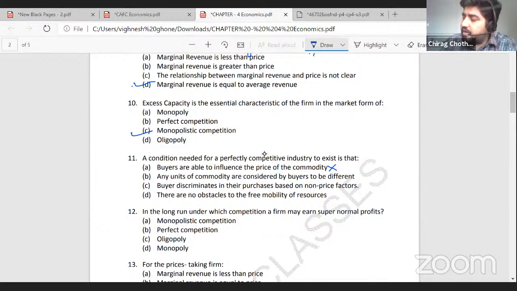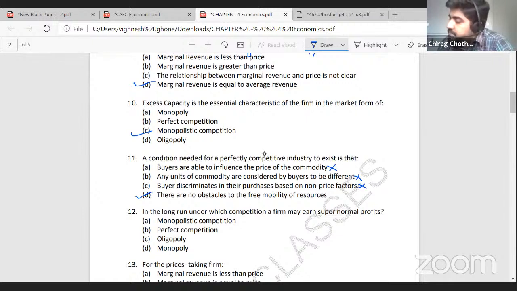Any units of commodity are considered by buyers to be different. No. In case of perfectly competitive, they are homogeneous. They are not different. So it is incorrect. Buyer discriminates in their purchases based on non-price factors. Well, we have never heard about that. There are no obstacles to free mobility of resources. Well, yes, that's true. There is free mobility of resources. Yes or no? So the correct option is D. Very clear in this? Right? Simple questions, I think, today.